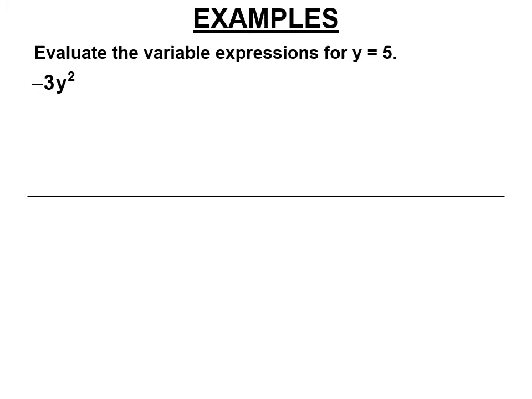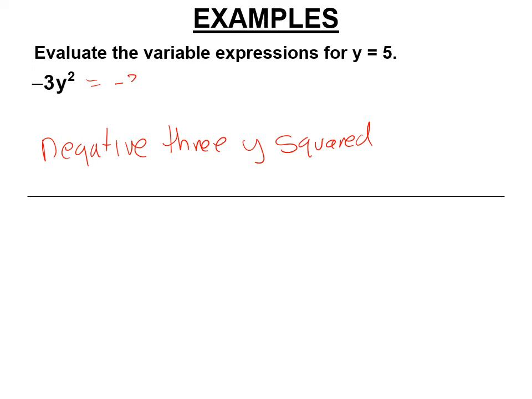Right, so that is negative 3y squared. You would say that as negative 3y squared. Okay, so now let's see what we do. What does that mean? It's negative 3 times, right? Whenever you don't see an operation, it's always multiplication. So negative 3 times 5 squared, because y is 5.